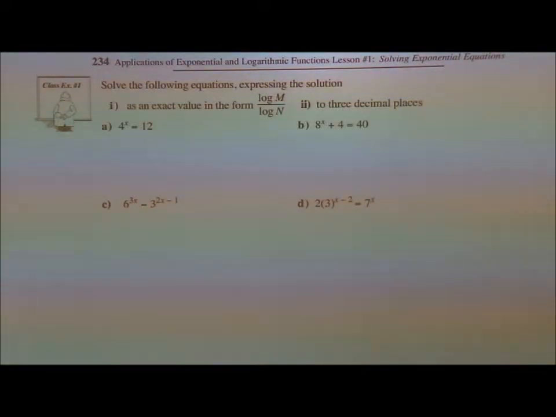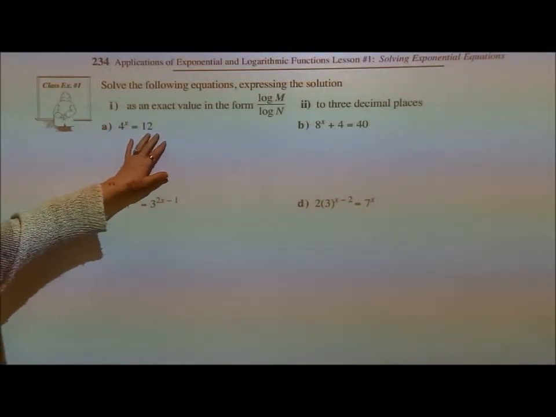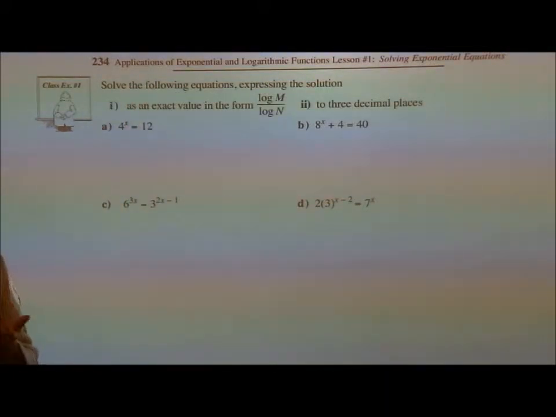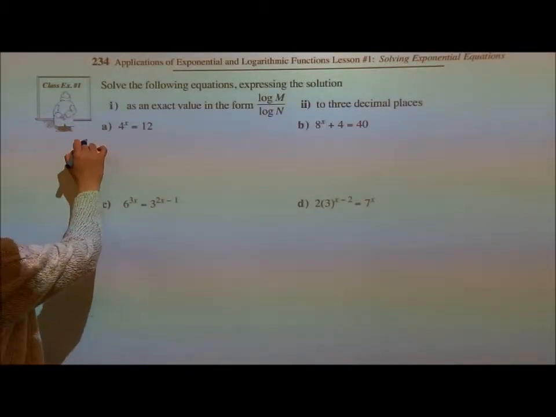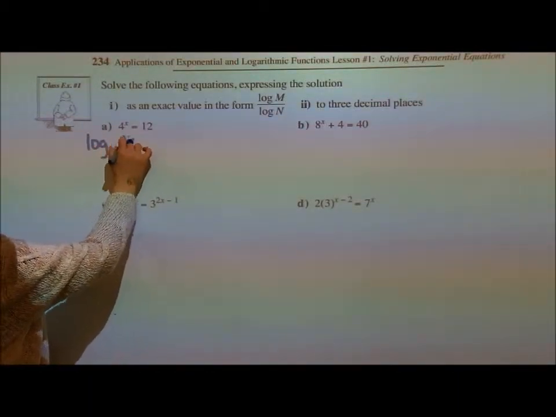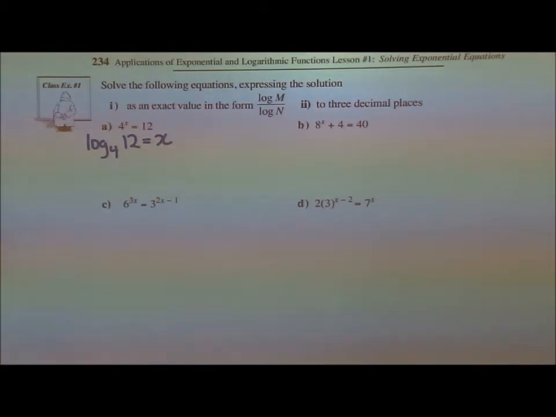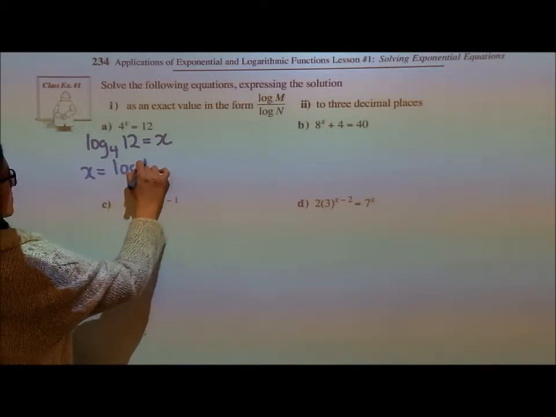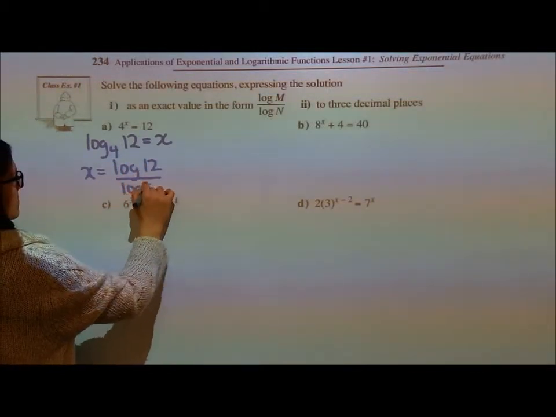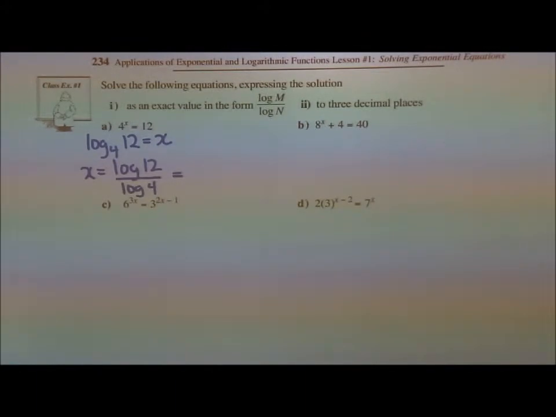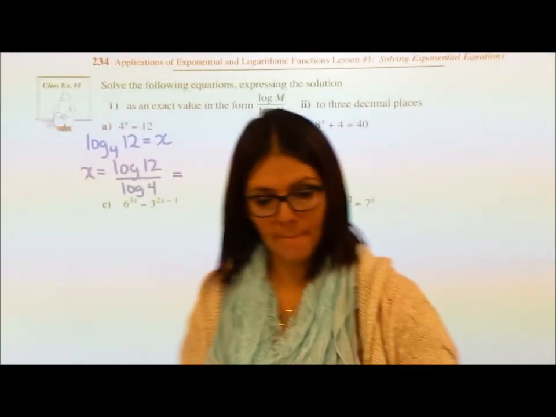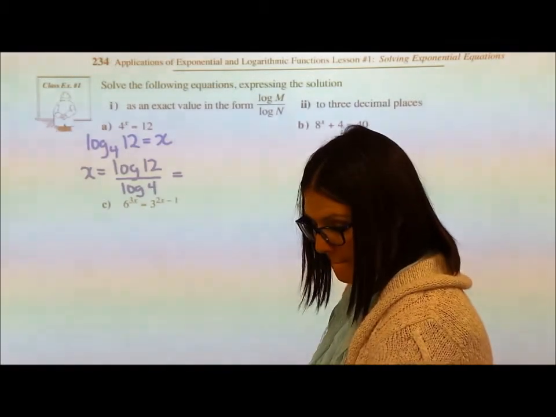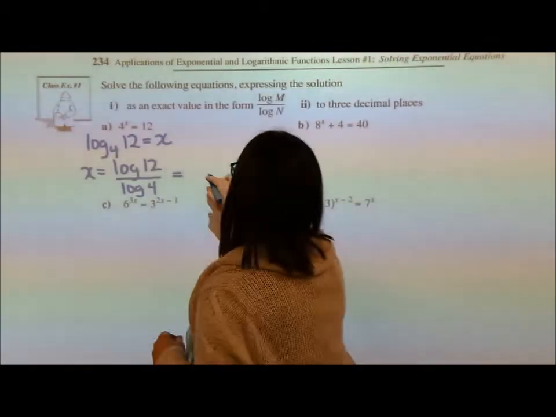If this is written as a simple exponent, let's put this into logarithmic form just as it is. Log base 4 of 12 equals x. And then how would I put that into the calculator? Log 12 divided by log 4. Right. And to 3 decimal places, what would that equal? 1.792. Good.